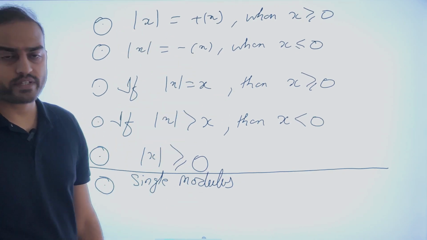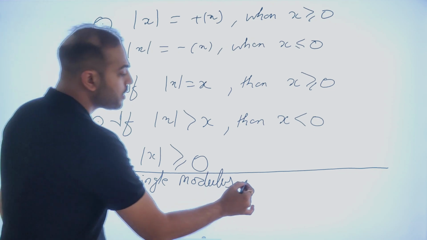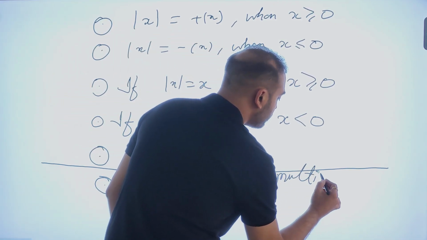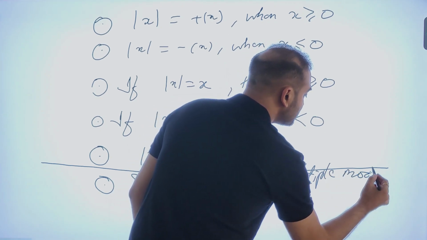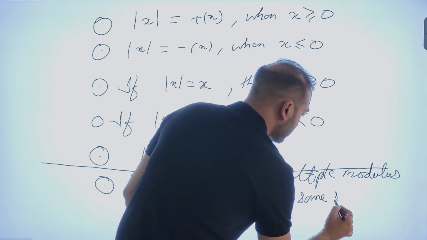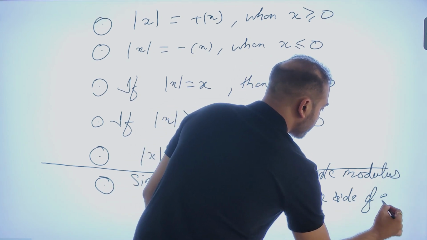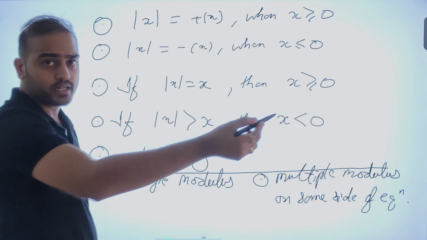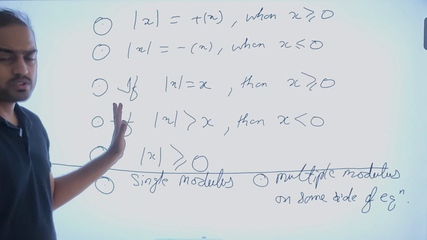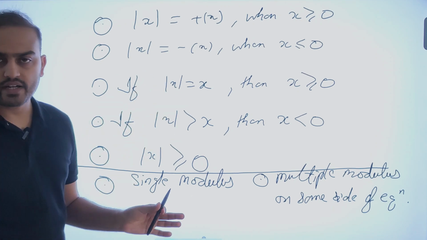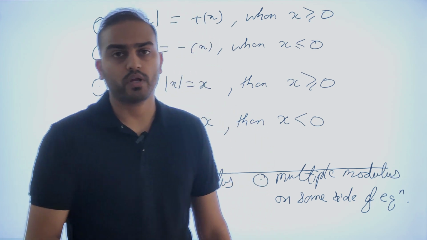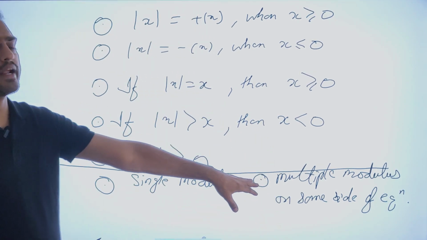Solve it like a normal algebraic equation. Or you have multiple modulus on the same side of the equation. We'll look at this a little later on. There are only two cases when you should use this method. I mean, you can use this method every time, but these are the two cases when it will work much faster. I'll explain this a little later.